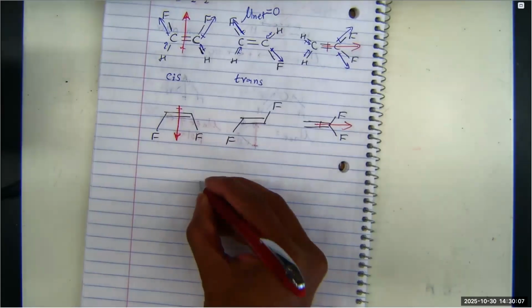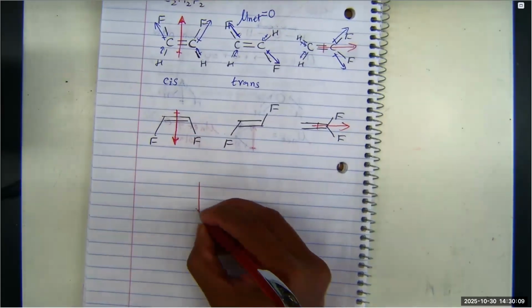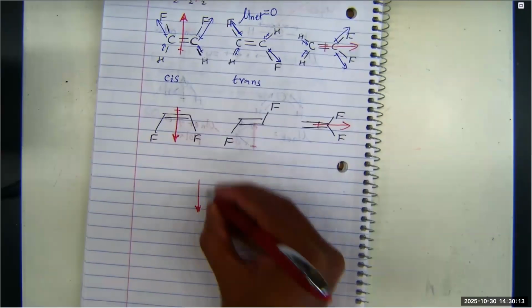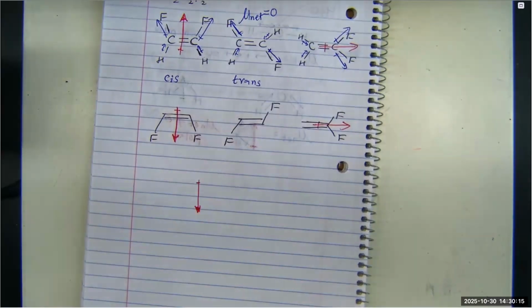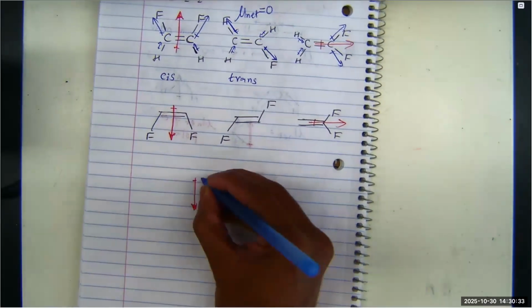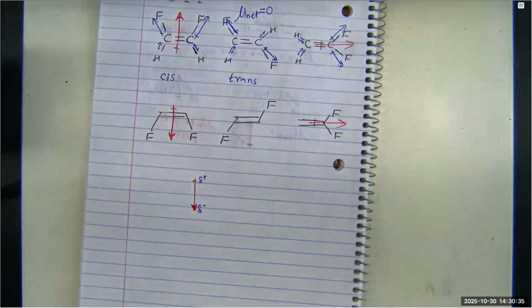You draw a dipole randomly. Okay, so here's a dipole. Here's the head, here's the tail. Now, what is the partial charge of the head of the dipole? The arrowhead has what partial charge? Negative. Thank you. So we have the partial negative, and then the tail is positive.